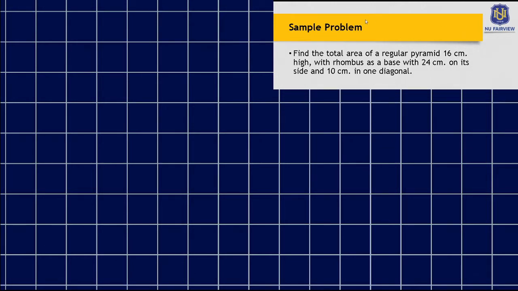So, first, we have a regular pyramid. We have to find the total area. So, what is the formula to find the total area? That would be the lateral area plus the area of our base. So, which one do you want us to get first? It can be the lateral area or the area of the base. So, let's try to get the lateral area first. To compute for the lateral area, what is our formula again? 1/2 times the perimeter of the base times our slant height.